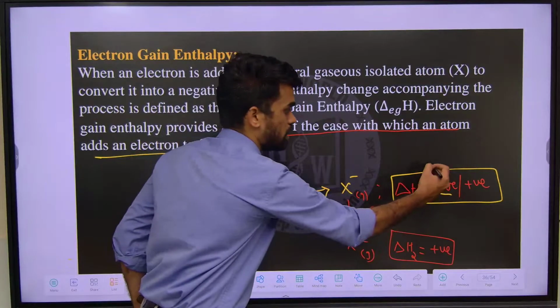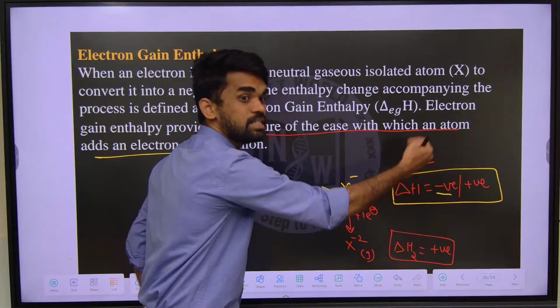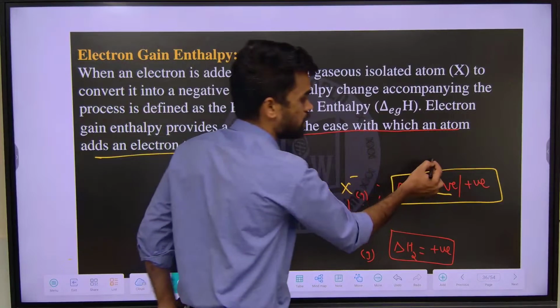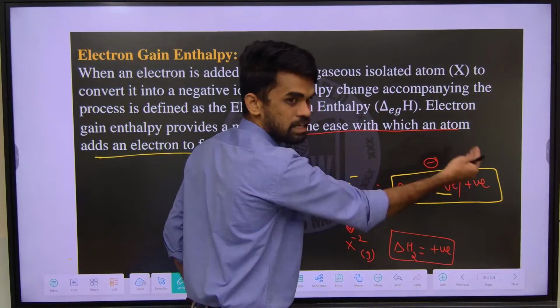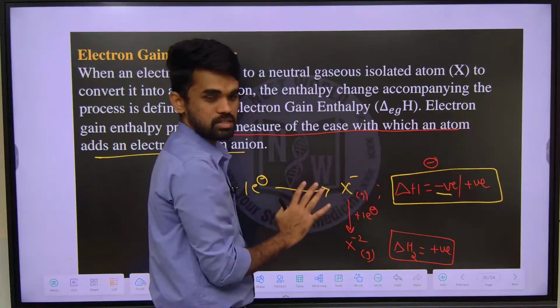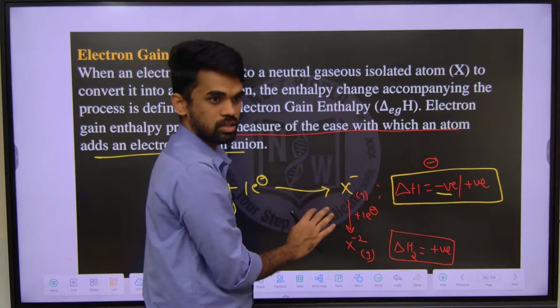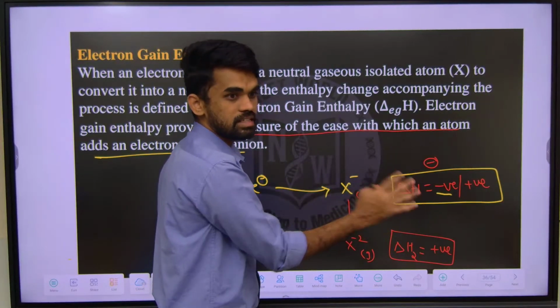The more negative the value, the easier the conversion is. Why do we represent it with a negative symbol? This is to indicate whether heat is released or absorbed during the process. If heat is released, the process is happening easily. The more that is released, the more easily it happens.